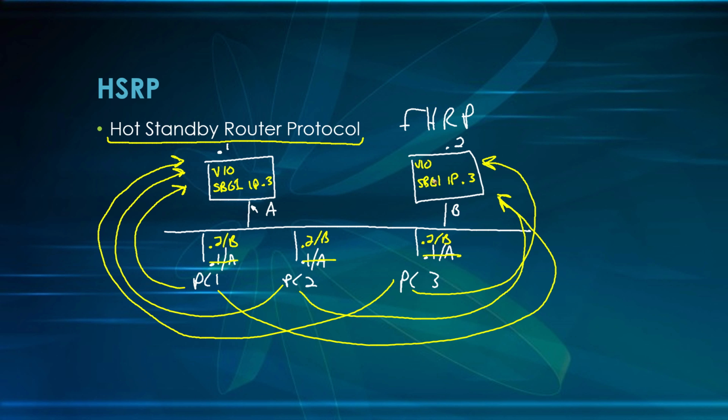So what this actually does is two things. This creates a third IP address. This is the IP address that all of your end stations would get, the .3. So .3 now becomes the default gateway. .3, .3, and .3. Okay.